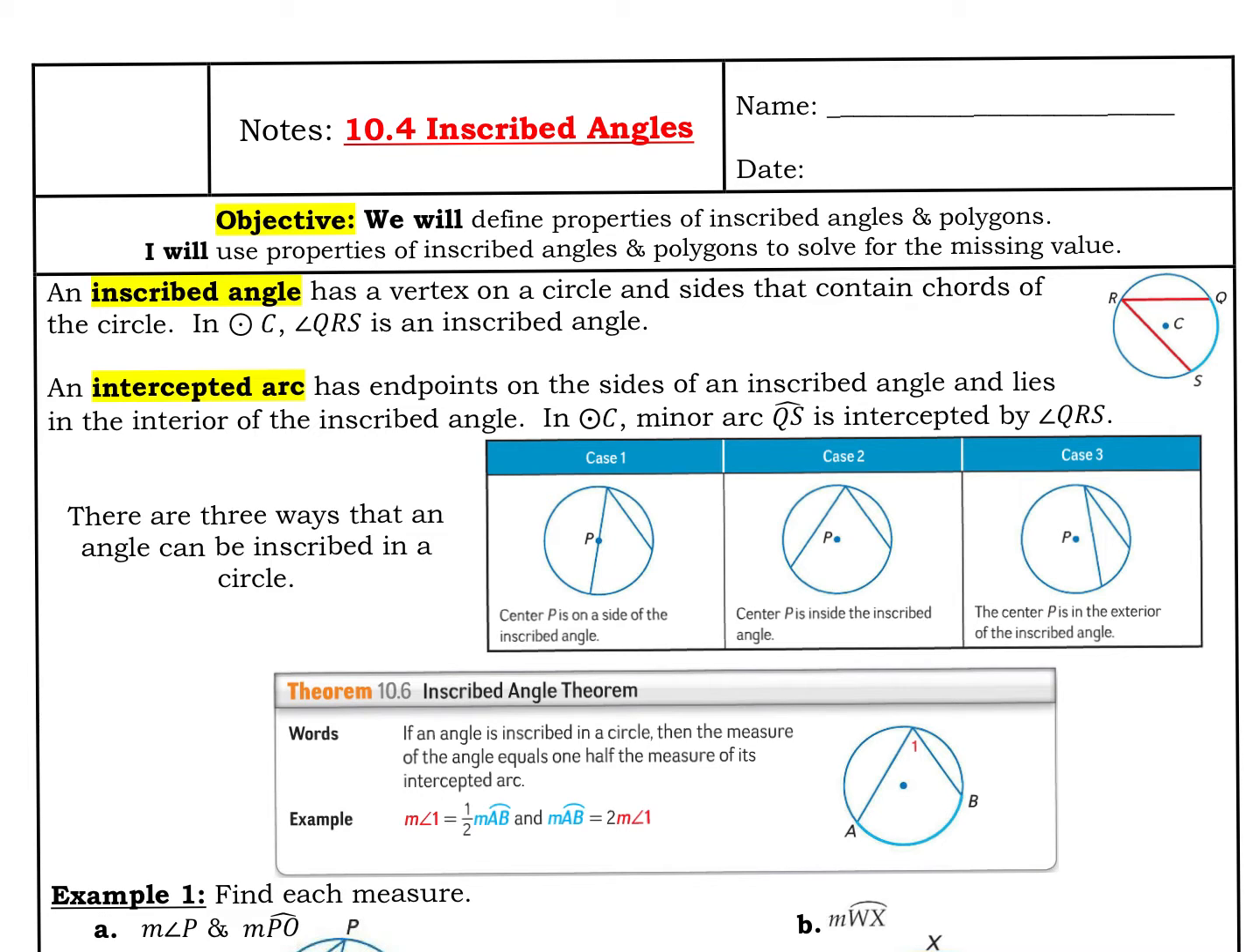Hey math fans, welcome to Chapter 10, Section 4, Inscribed Angles. At the top of the notes here, I have some definitions to go over with you.